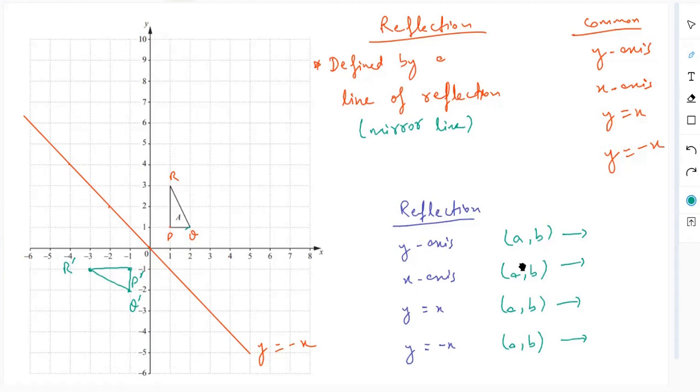Your x coordinate, that does change the sign. The x coordinate's sign changes, right? So for example, if you had a point 5, 8 and you reflect it in the y axis, what will it become? It will become minus 5 and 8. Okay? So that's what happens when you reflect in the y axis.